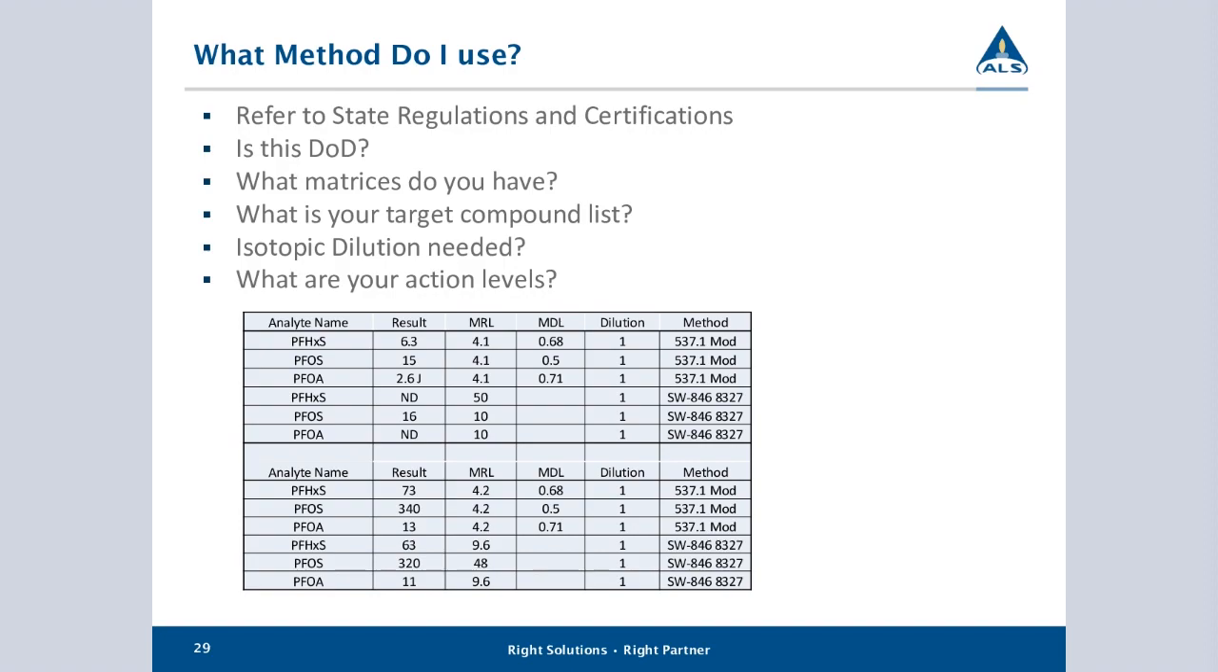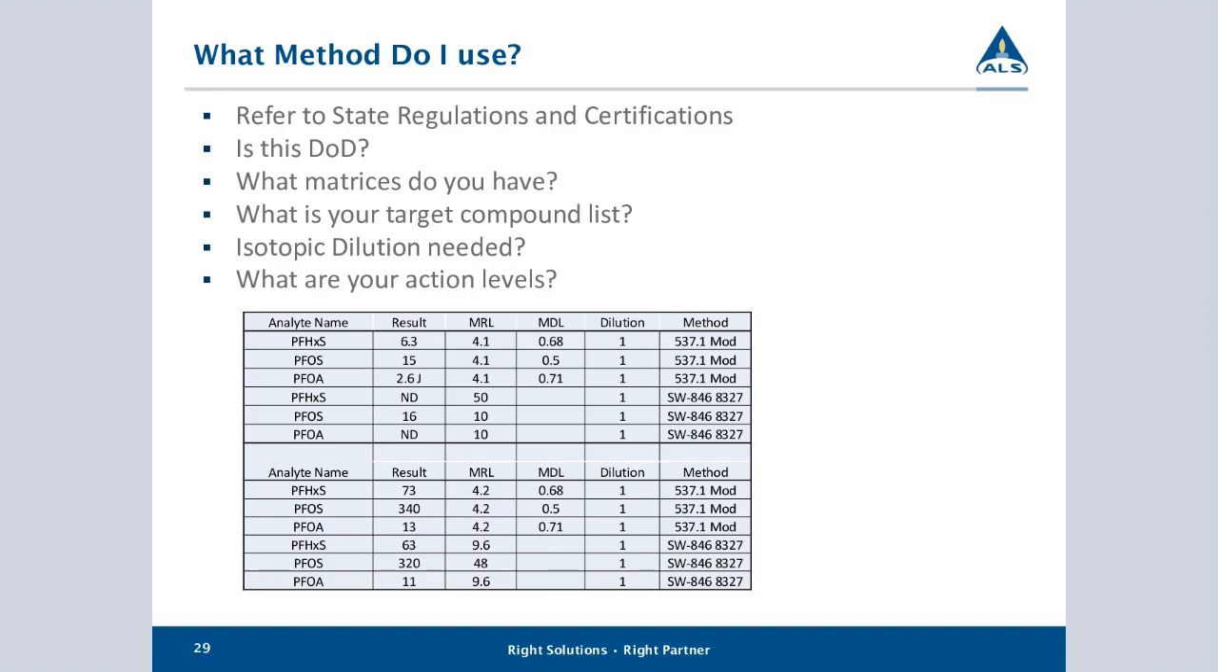So we looked for PFHXS, PFOS, and PFOA using 537.1 modified, and we got the results: 73 for PFHXS, 340 for PFOS, and 13 for PFOA. And then we ran it by 8327, different methodology, and you can look in that table. It's pretty close. We got really good numbers, comparable numbers between those 2 methods. So we know those 2 methods can analyze, and you're going to get comparable results.